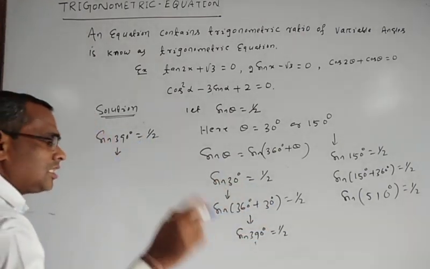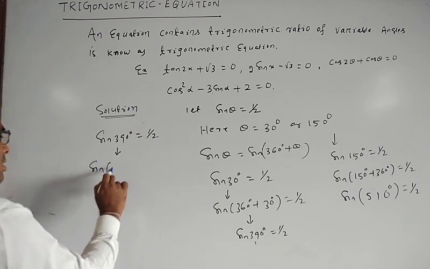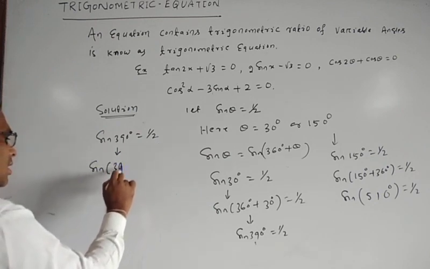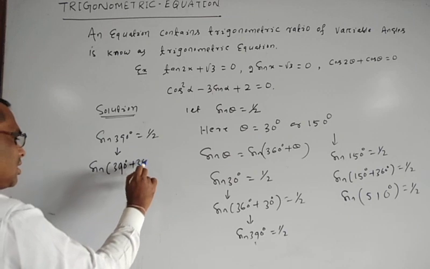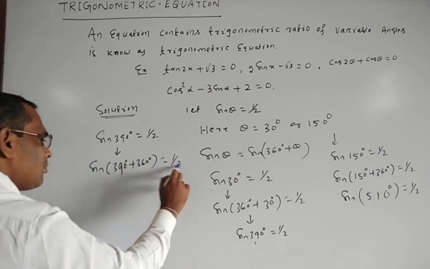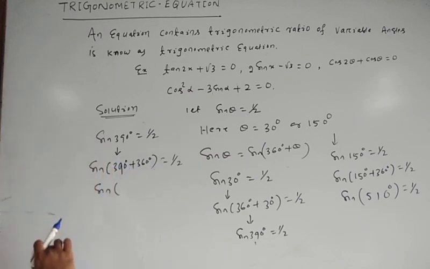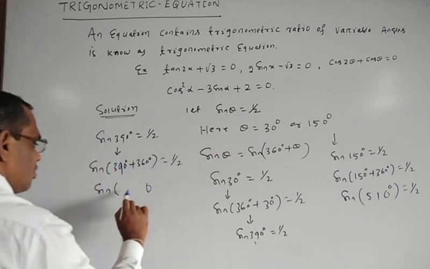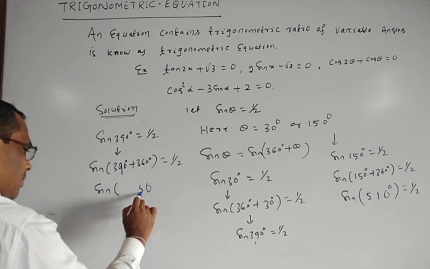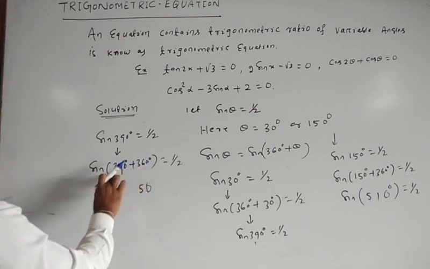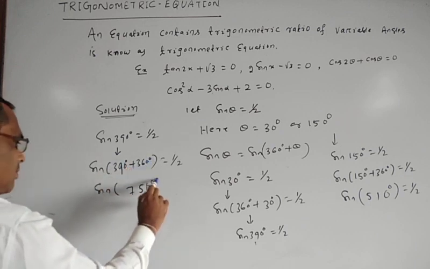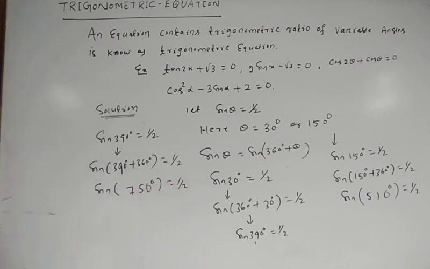Again we added 360 degree, then what happened? Sin of 390 degree, that is 30 plus 360 degree, is also equal to 1 by 2. Sin 750 degree is equal to 1 by 2. So sin 750 degree is also 1 by 2.